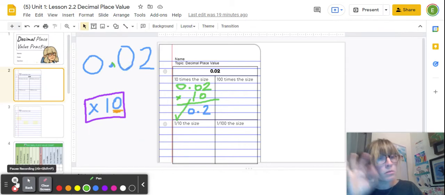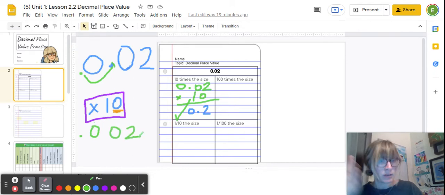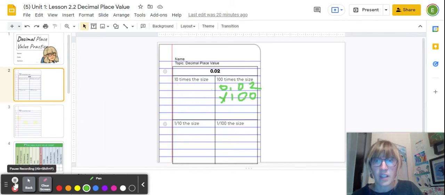Either strategy works. Say you were to move the decimal in the other direction because you don't know which way to move it. Say you moved it this way, and then you drop down everything you have, 0, 0, 2. You still whooped it one place value spot, but this time 0.002 is 2 thousandths, which is smaller than hundredths. So we know that this is not 10 times bigger.